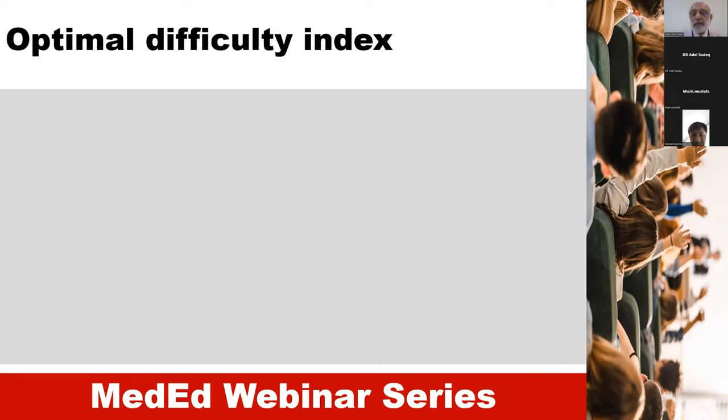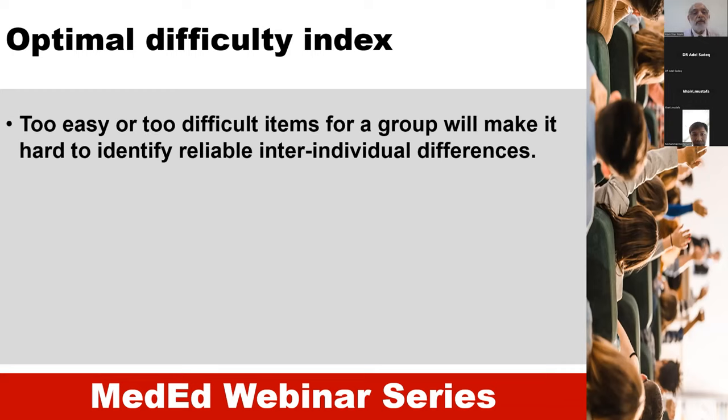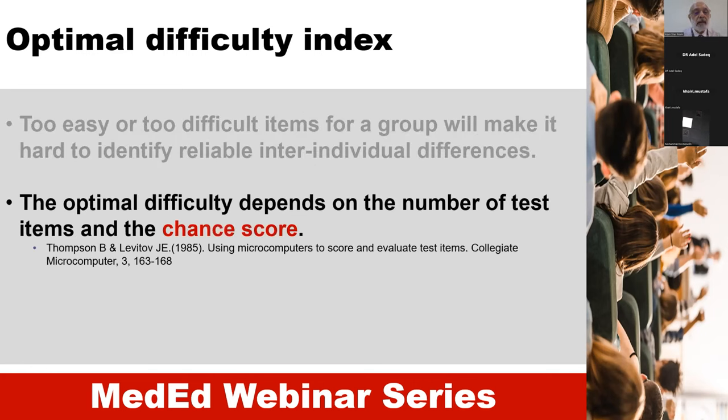What should be the optimal difficulty index? Too easy or too difficult items for a group will make it hard to identify reliable inter-individual differences. So we should have a proper ratio of different levels of questions. Otherwise, our results' reliability may be questioned. The optimal difficulty depends on the number of test items and the chance score. Now, this is an important point to understand so that we can interpret the difficulty index properly, and we need to understand the concept of chance score.